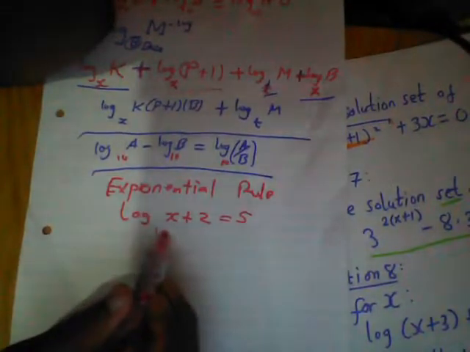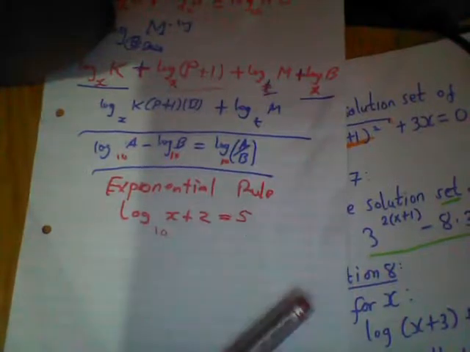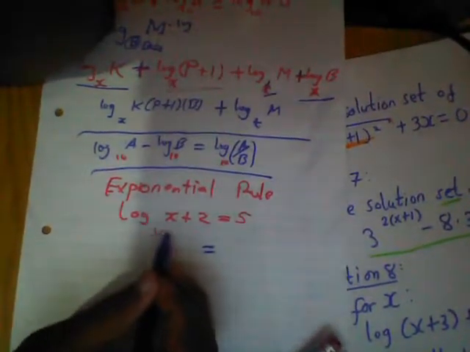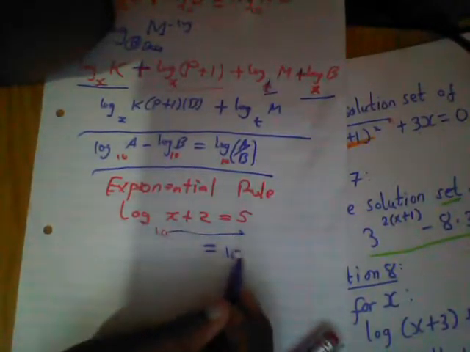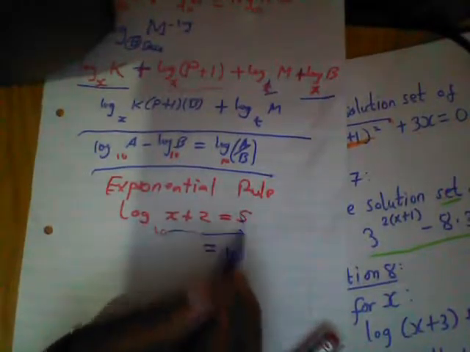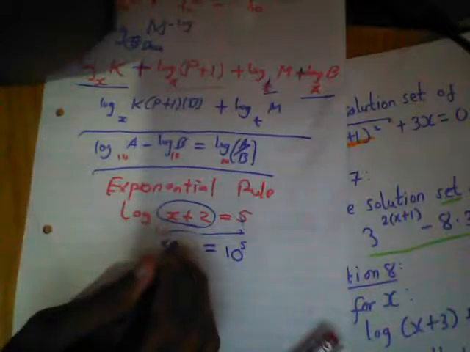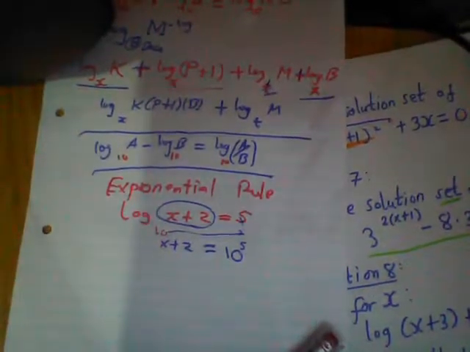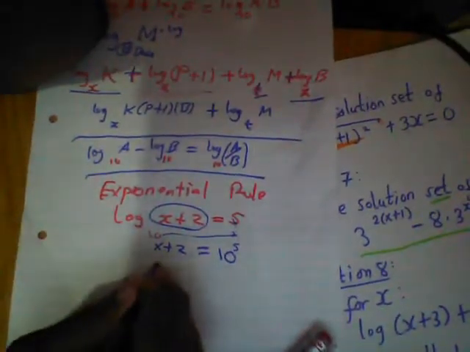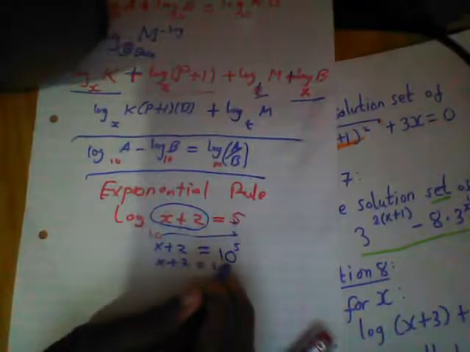So with the exponential rule, this is going to come here after the equal sign, and it's going to push this number to the top. So this number is going to be a power, and then the log falls away, and you write x plus 2, and the log disappears. That's the exponential rule. So you're going to say x plus 2 equal to 10 power 5.